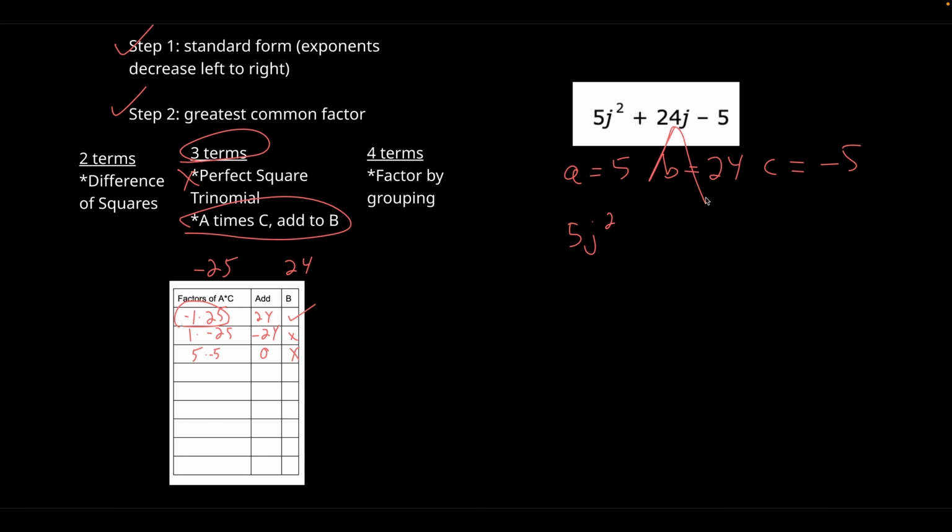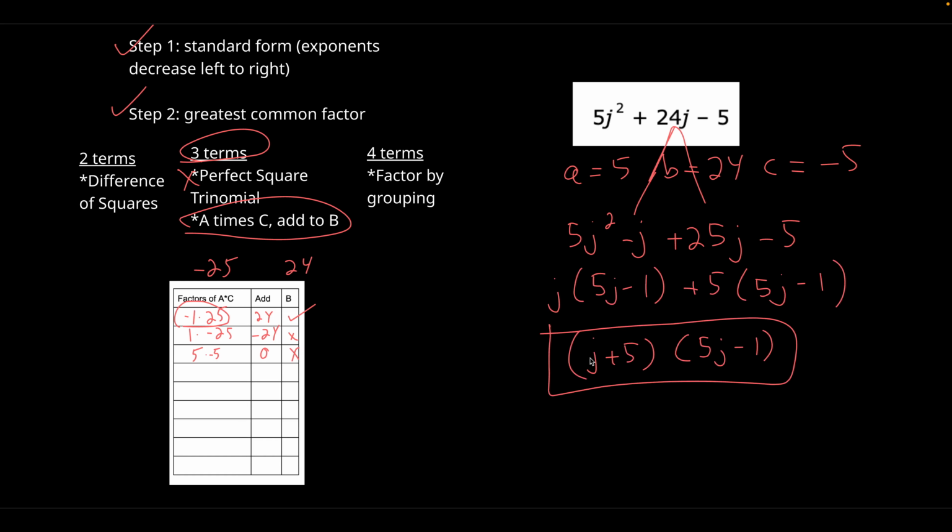So we have our magic pair, and now we do our split. 5j squared, split this into minus 1j plus 25j minus 5. You could have switched the order there. You could put plus 25j and minus 1j. That order right there, the magic numbers, doesn't actually matter. And then we just do our normal factoring by grouping, and here's the final answer.